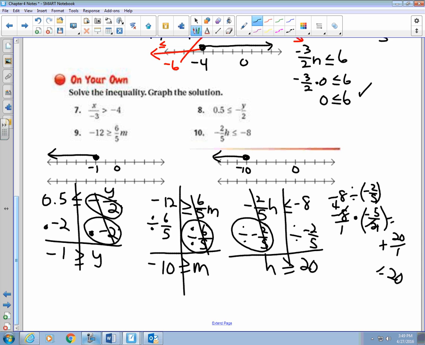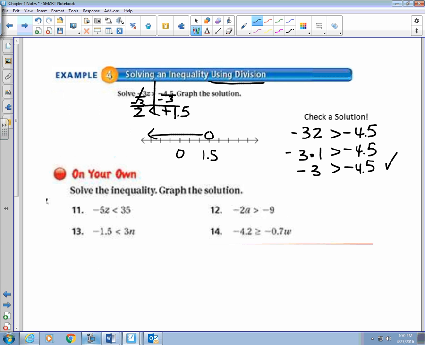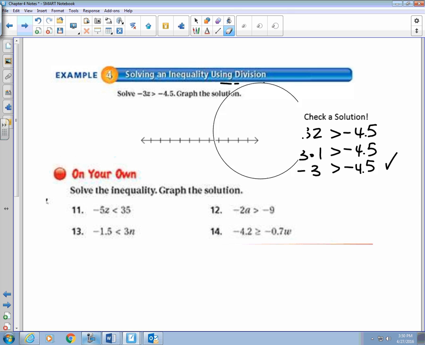I'm going to go ahead and graph that. So I need a 0. And somewhere on my graph I need a 20 to the right of 0. H can be greater than or equal to it. So I'm going to put a closed circle for equal to, and greater than would be to the right. Oops, I got some work left up there from before, so let me get rid of that.